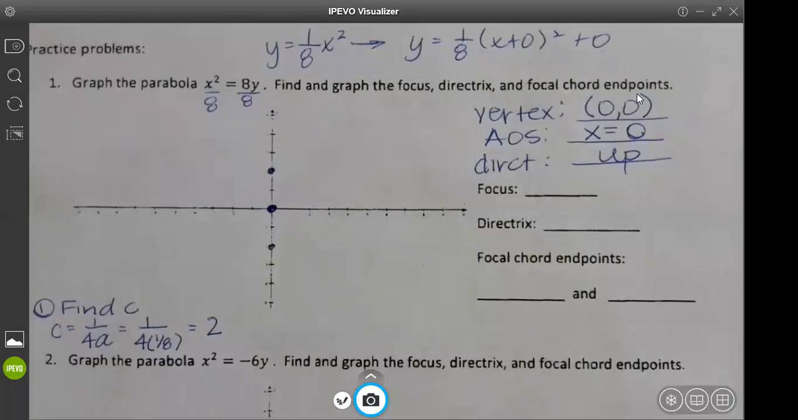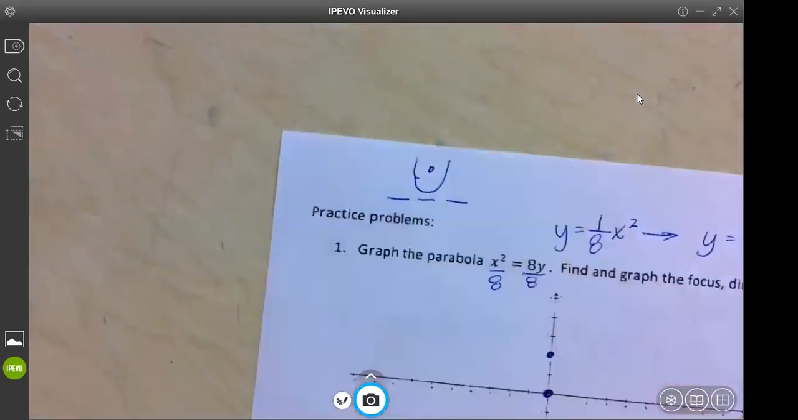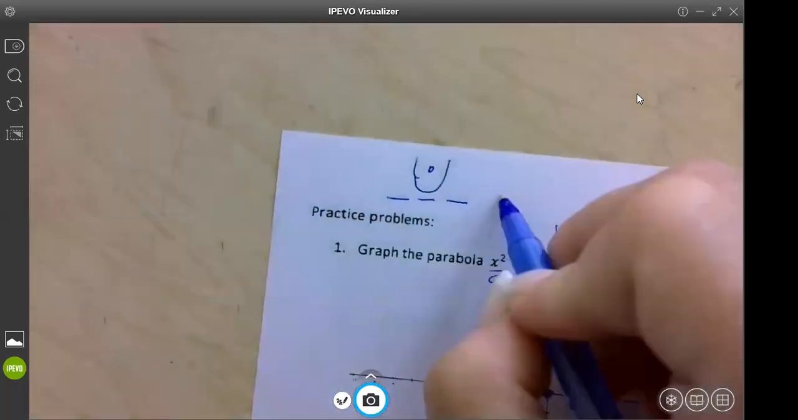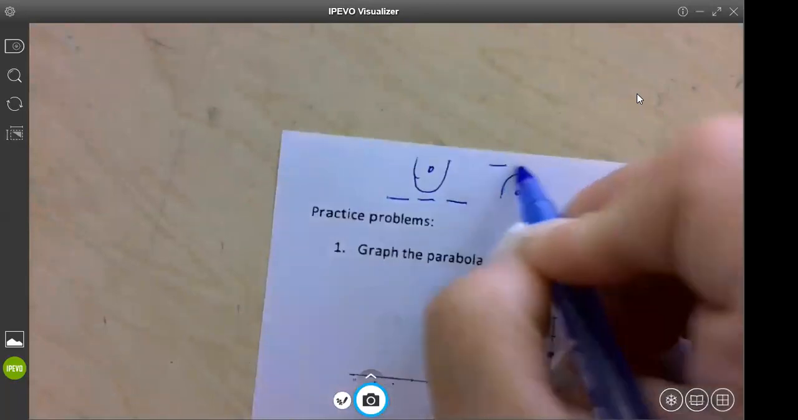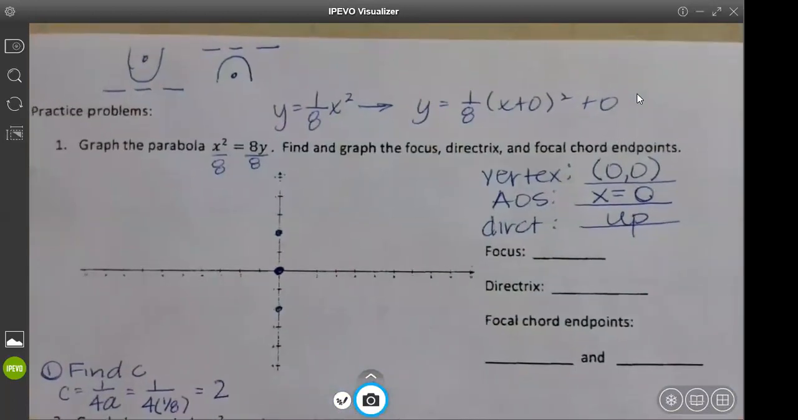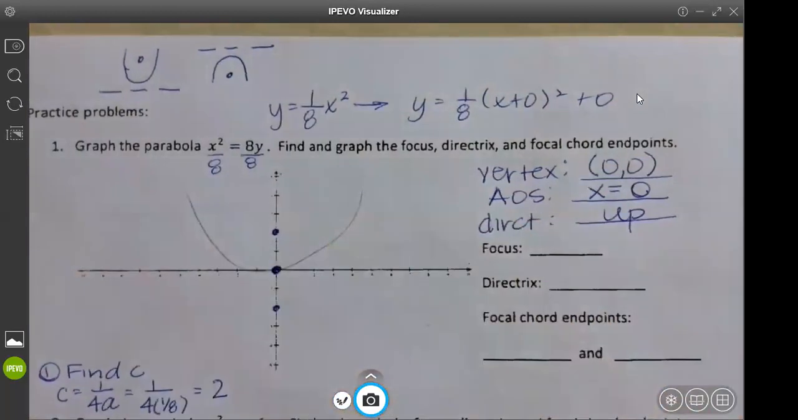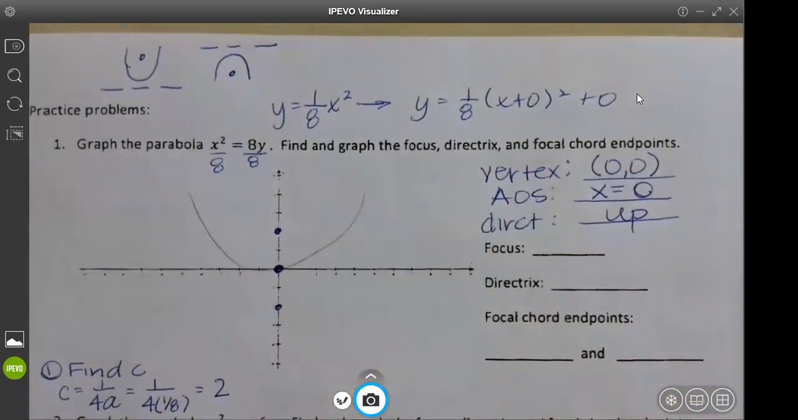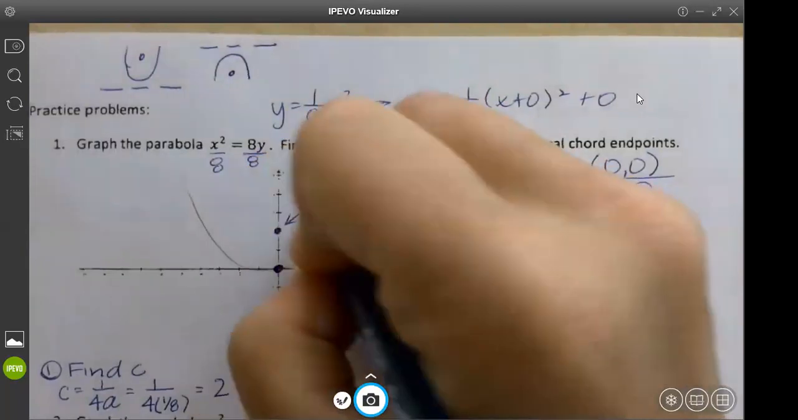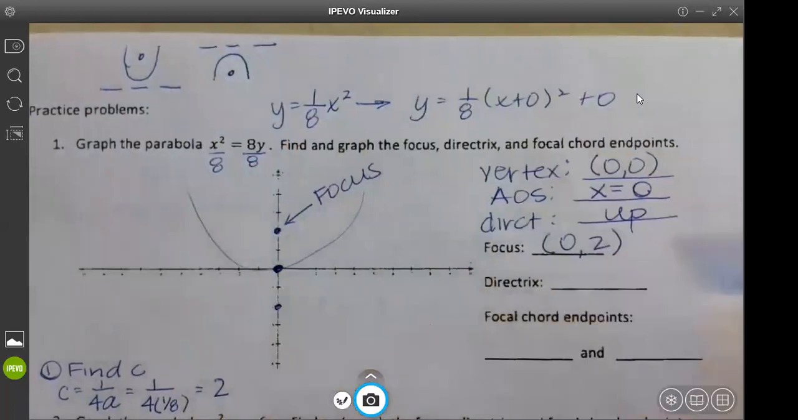How do you know which one's which? The focus comes inside the parabola. So if you have one like this, a parabola that's U-shaped, your focus is inside, your directrix is outside. If it's upside down, your focus is inside, your directrix is outside. So which way did this one open? It opens up. So if I kind of, please don't sketch this, I'm just doing it in pencil so I can erase it. So if this is what it looks like, this point is going to be your focus. So your focus is at 0, 2.